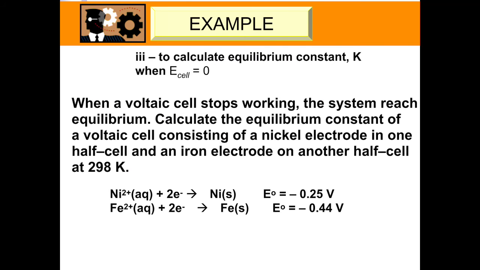Next, using the Nernst equation to calculate equilibrium constant K when E cell is equal to 0. For example, when a voltaic cell stops working, the system reaches equilibrium. Calculate the equilibrium constant of a voltaic cell consisting of a nickel electrode in one half cell and an iron electrode on another half cell at 298 Kelvin given the equation and the standard reduction potential as follows.